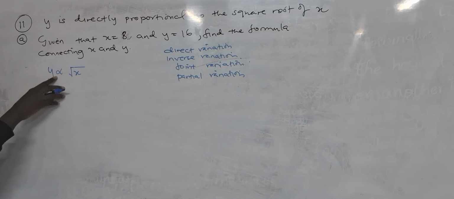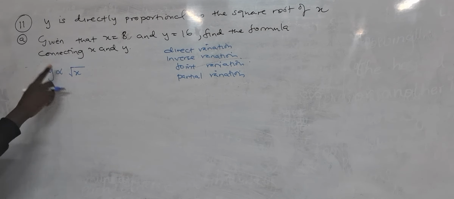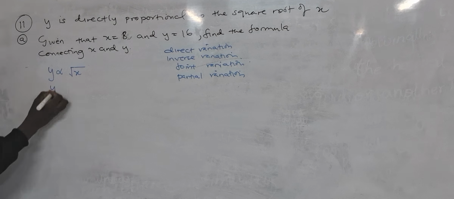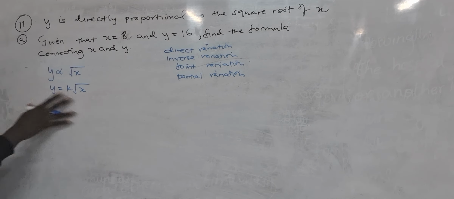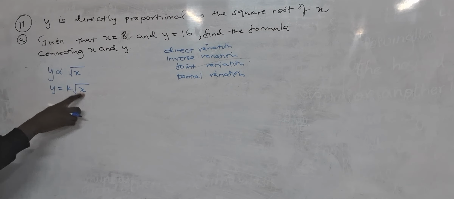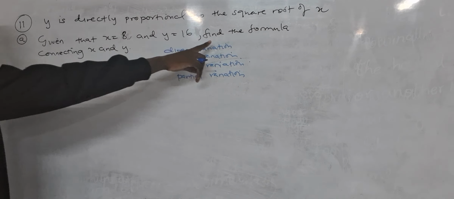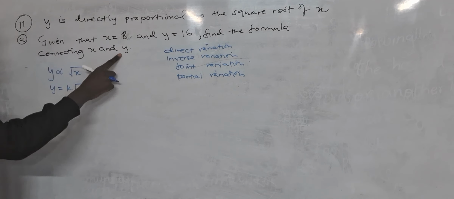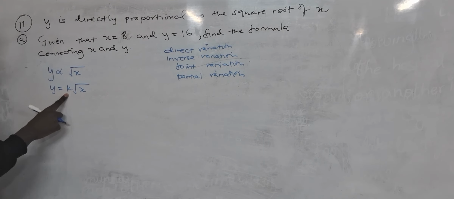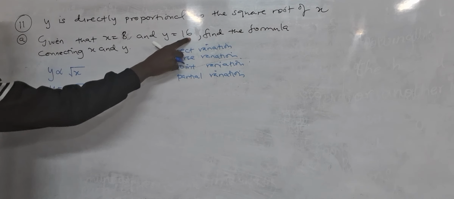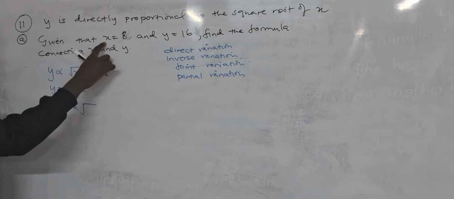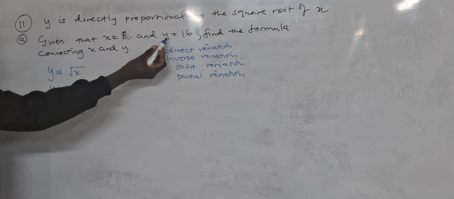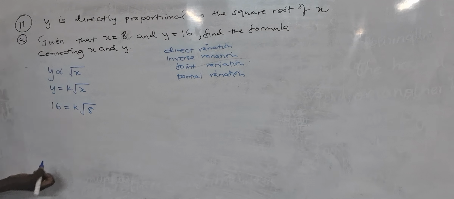So you are supposed to remove this proportionality symbol. The moment you remove this proportionality symbol, you introduce the constant of proportionality. So y is equal to k square root of x. If you check, this equation is connecting y, k, and x. But they are saying you are supposed to write the formula connecting x and y. So we are supposed to find the numerical value of k. Y is 16, equal to k root x. If y is 16, x is equal to 8.